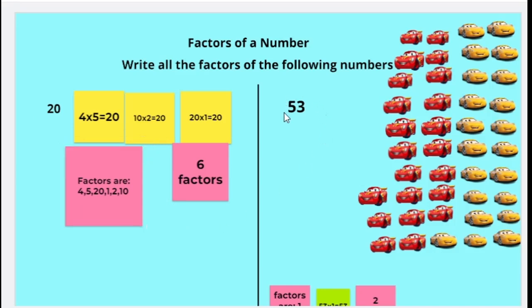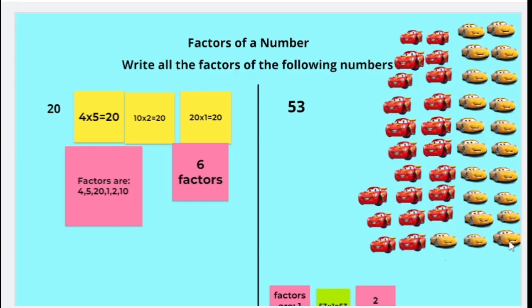All right, let's look at this number 53. We want to know if 53 is a composite number or a prime number. Right here we have yellow cars and red cars. So we're going to put them in groups. Let's try 2. If 2 can go into 53 without leaving a remainder. What do you think? Let's investigate.